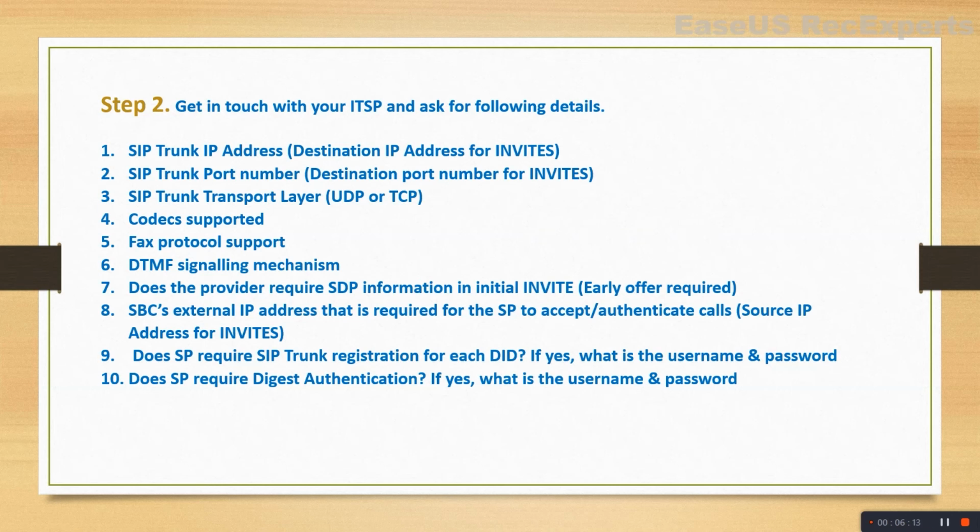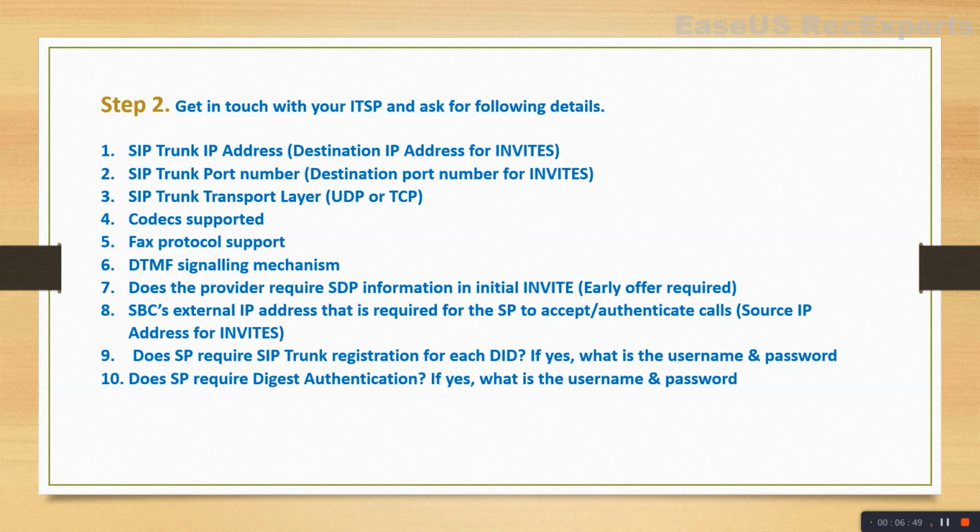So ask for the port number and the transport layer they are using, because it can be UDP, TCP, or both. Also ask for the codecs they support, fax protocol, and DTMF signaling they need or support, which can be in-band, out-of-band, anything. Then ask for the SDP information, whether they need the SDP in the initial invite, which is whether they need the invite to be an early offer or a delay offer. Also ask for the SBC's external IP address.